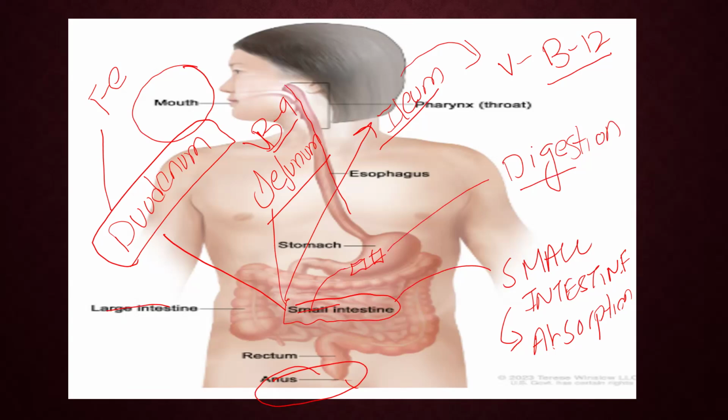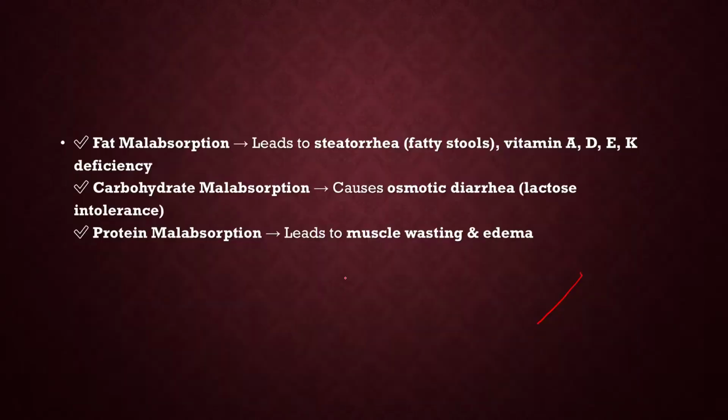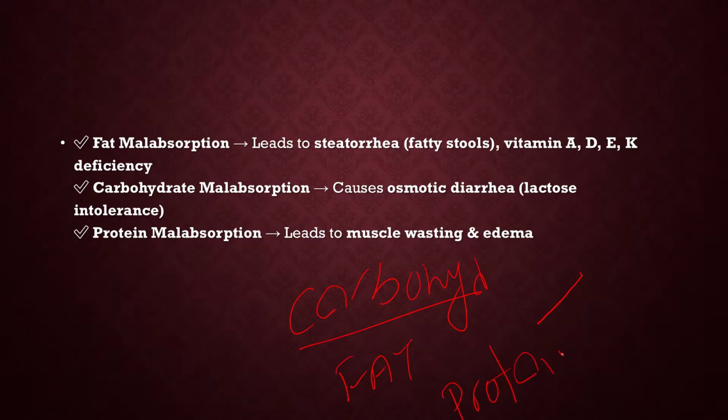So nutrients again divide into carbohydrates, fat, and protein, right? If fat malabsorption takes place, it will lead to steatorrhea, fatty stools that are difficult to flush, and it also leads to vitamin A, D, E, K deficiency. Why? Because they're fat-soluble vitamins. If the fat is not absorbed, it leads to vitamin A, D, E, K deficiency, right?